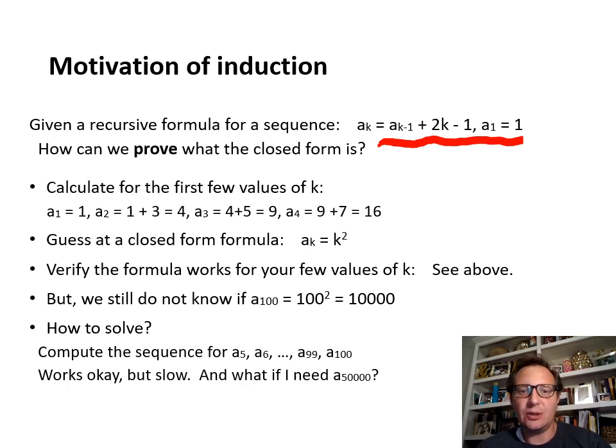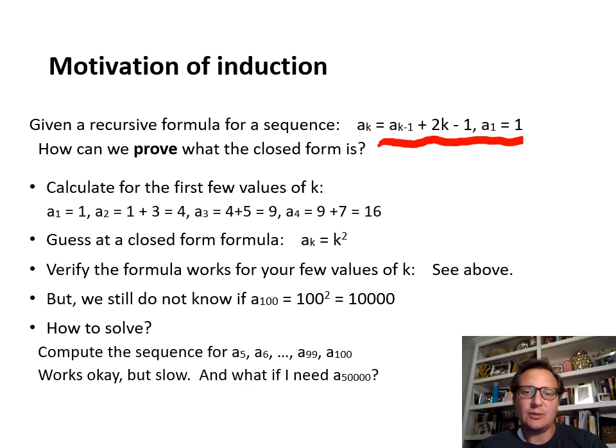Well, we already learned how to find the closed form. First, we want to calculate the first few values of k. In this case, A_1 is 1, A_2 is equal to A_1, which is 1, plus 3, which is 4. A_3 is equal to 4 plus 5, which is 9. A_4 is equal to 9 plus 7, which is 16, and so on. And now, as we did before, we look at this sequence: 1, 4, 9, 16. And we try to guess what the closed formula is. In this case, the closed formula is A_k equals k squared.